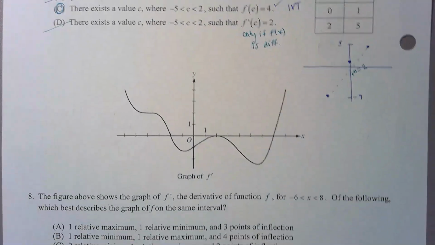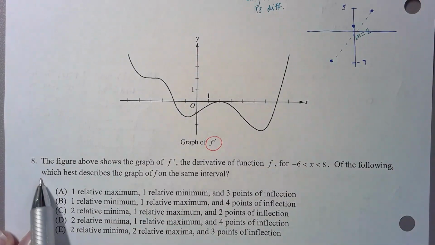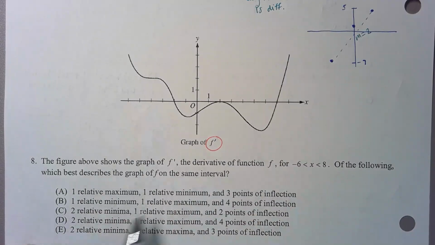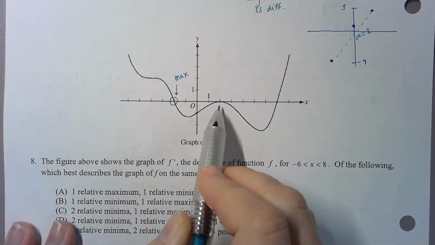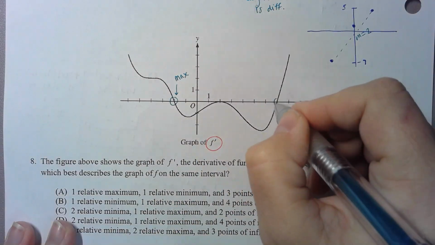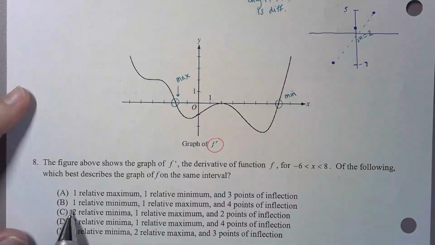All right, last question. So this is a giant graph. This is the graph of the first derivative. Which best describes the graph on this interval? So it looks like they're talking about maxes, mins, points of inflection. All right. Well, we already reviewed that the first derivative changes from positive to negative or vice versa. So I'm going to have a maximum here because my first derivative changes from positive to negative. Nothing here. I'm going to have a minimum here because I changed from negative to positive. So 1 max, 1 min. Okay, so I'm going to cross off C, D, and E.